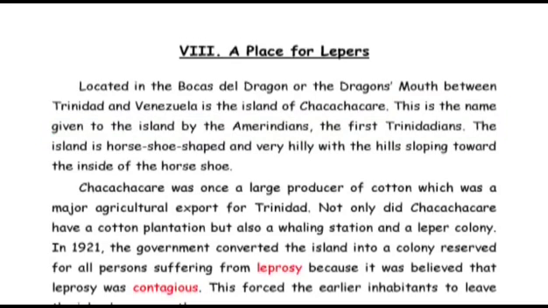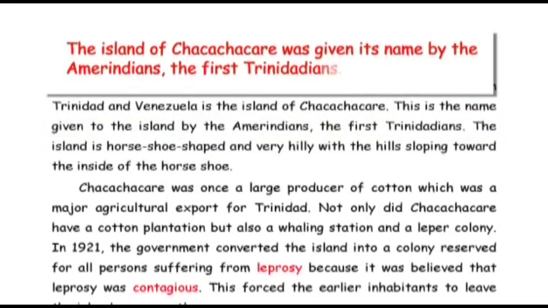So, your answer can be written like this. The island of Shakashakari was given its name by the Amerindians, the first Trinidadians.